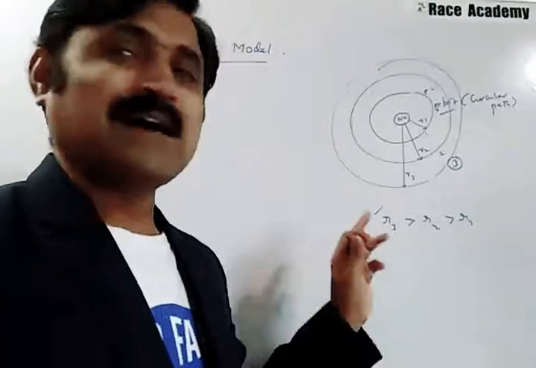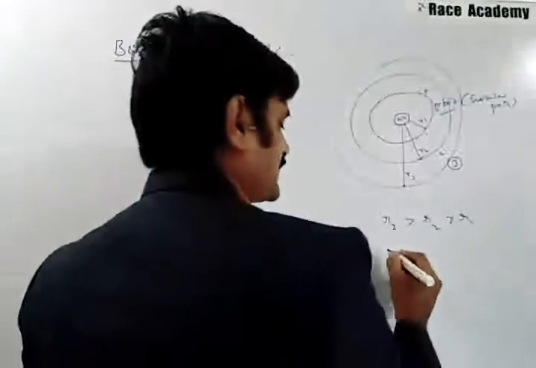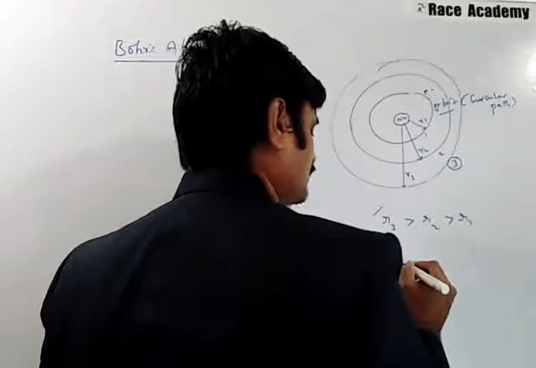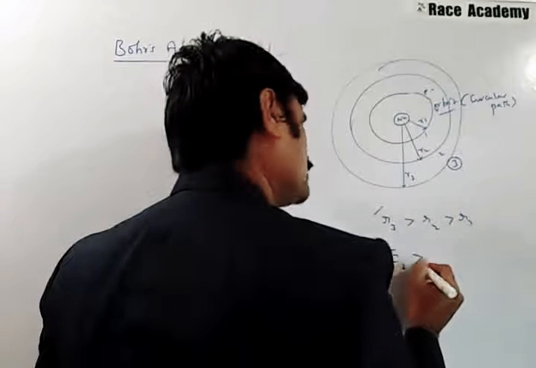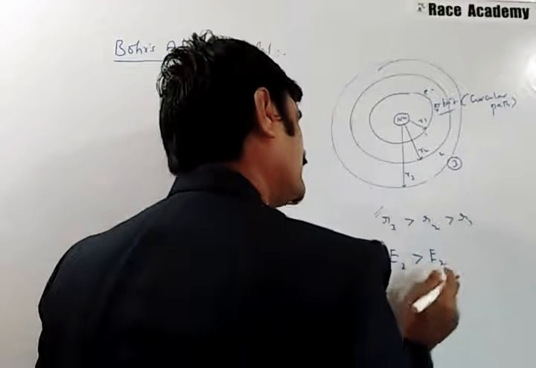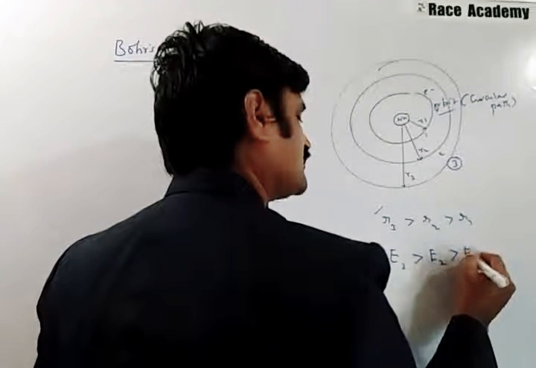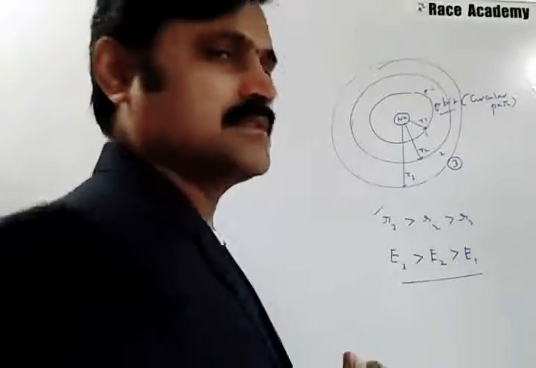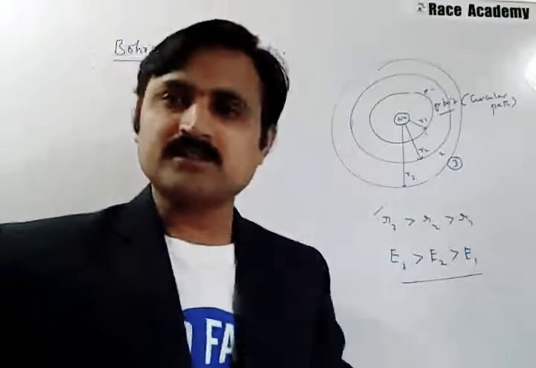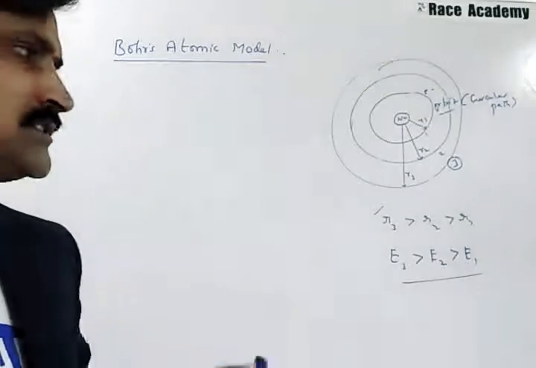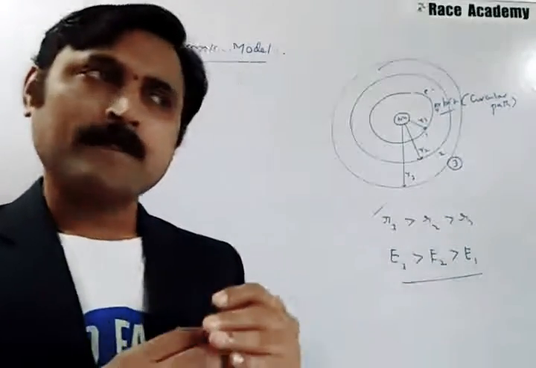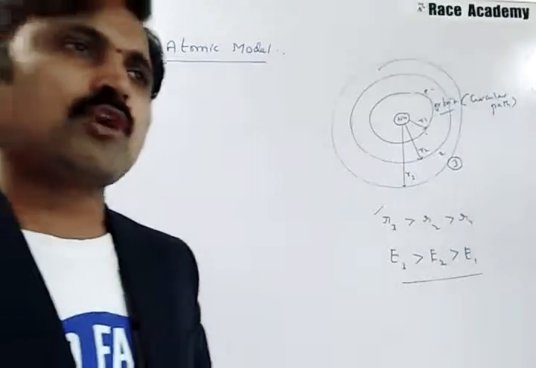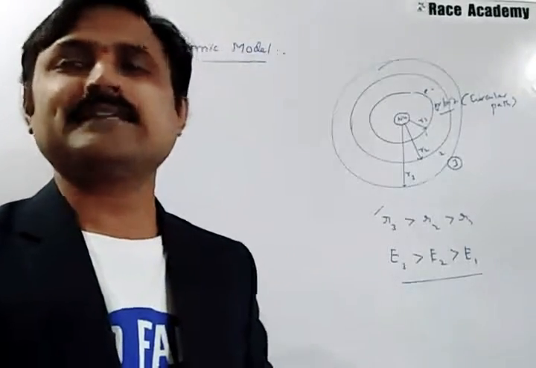That's why the energy of this orbit, according to Niels Bohr's theory, is greater than the second orbit, and the second orbit is greater than the first orbit. So as we have arranged the first, second and third orbits, accordingly the energy also increases when the distance from the nucleus to the orbit increases.